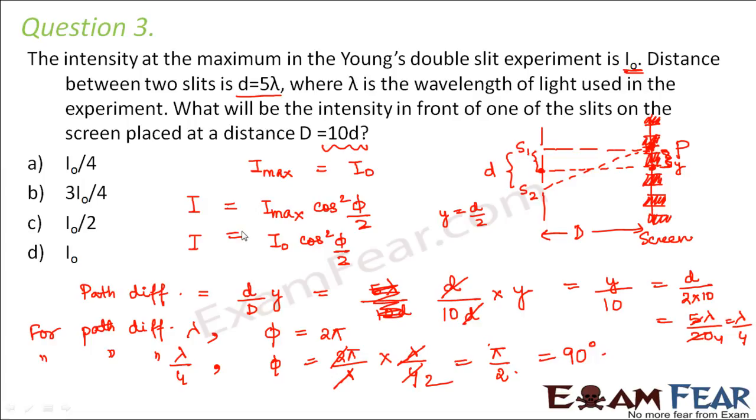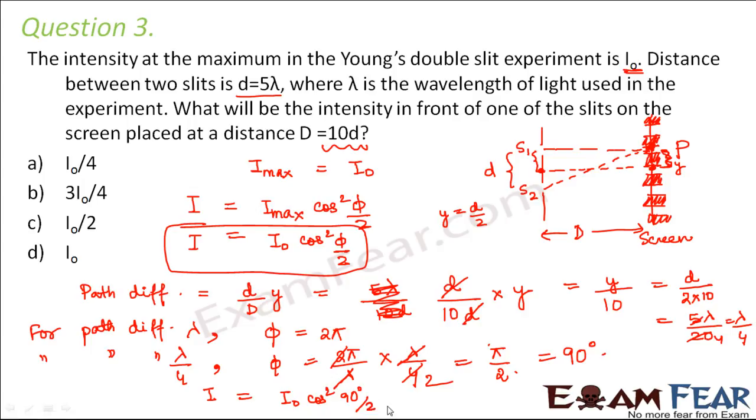So now we know the phase difference. We had already derived this expression for intensity, so we can find out the intensity corresponding to point P, which will be equal to I naught cos square phi by 2, that is 90 degrees by 2. So this would be I naught cos square 45 degrees. Cos 45 is 1 by root 2, and so 1 by root 2 whole square. So this is equal to I naught by 2. So the correct option would be C.